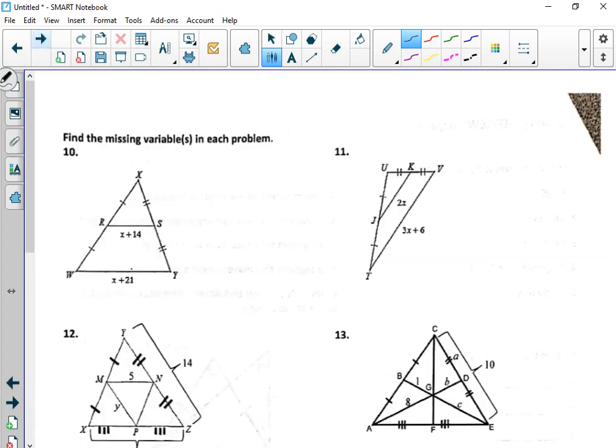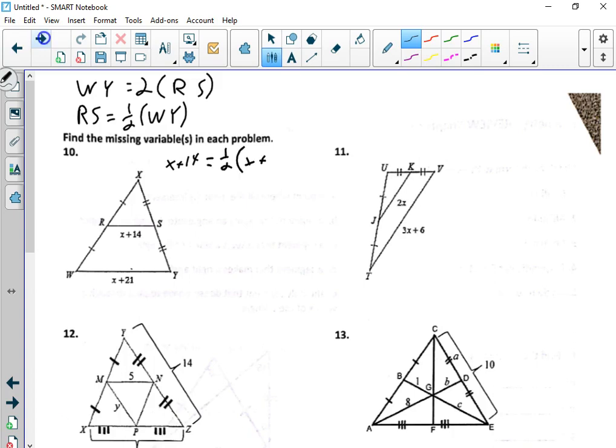Moving on. Find the missing variables in each problem. Okay, what's important here is to remember that RS is half of WY. RS is half of WY. Another way to think about that is WY is 2 times RS. Okay? Now, when you're doing this, you have 2 choices to set this up. You can say x plus 14, which is RS, and we're just plugging the numbers in here, is equal to 1/2 of WY, x plus 21.